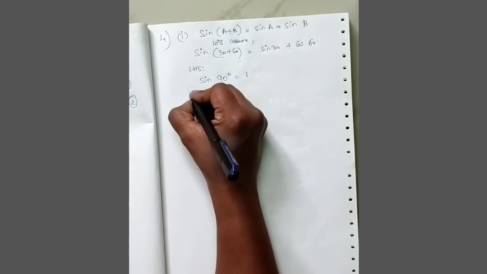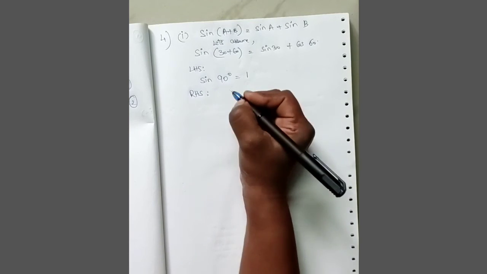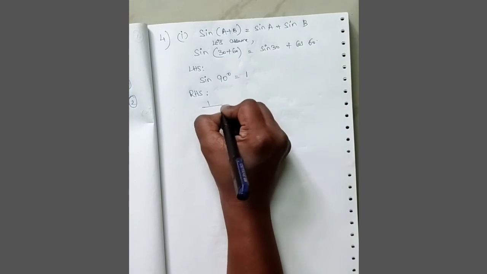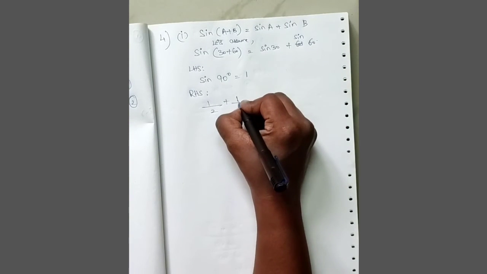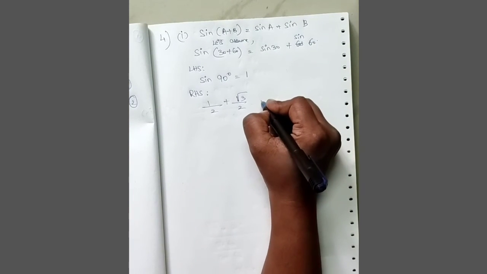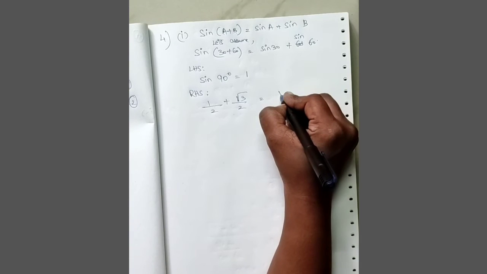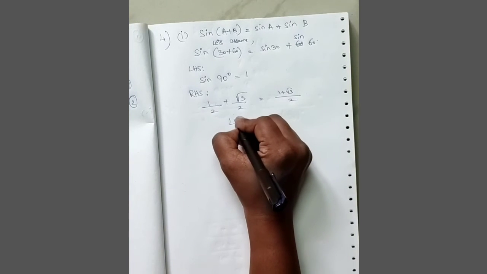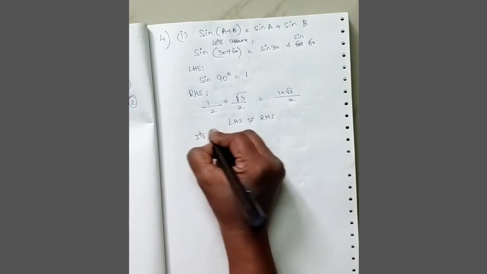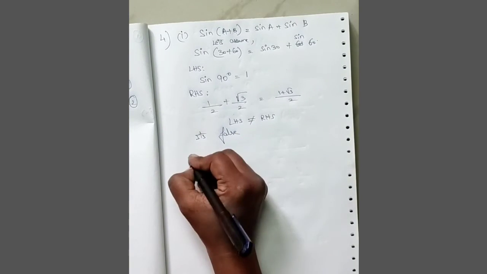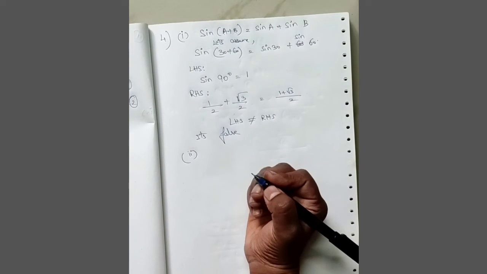This is LHS. If we go to RHS, the right hand side part, sine 30 is going to be 1 by 2 plus sine 60 is root 3 by 2. So this equals 1 plus root 3 by 2. LHS is not equal to RHS, so it's false. We'll go to the next one.